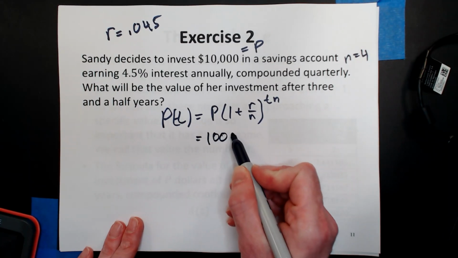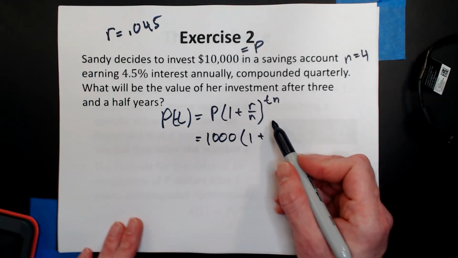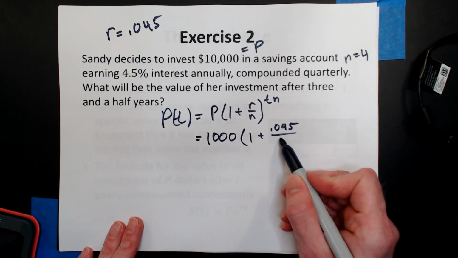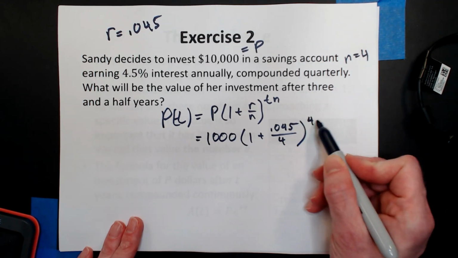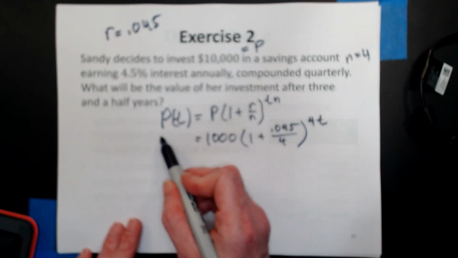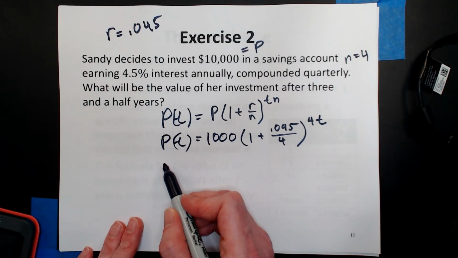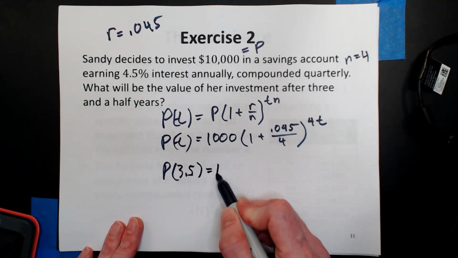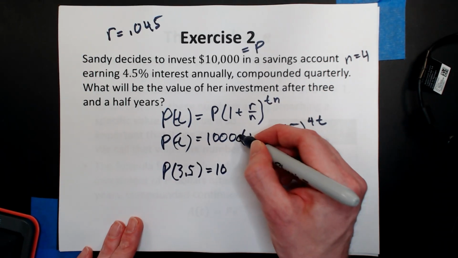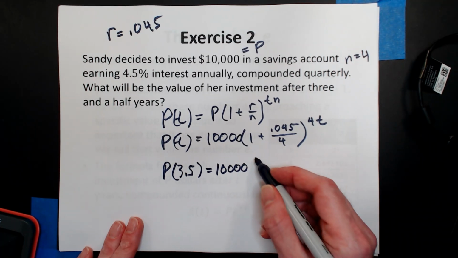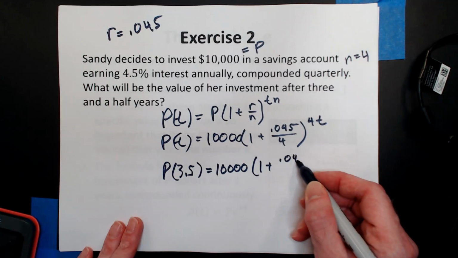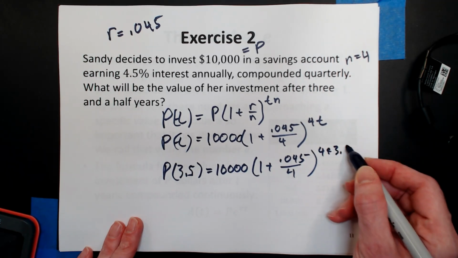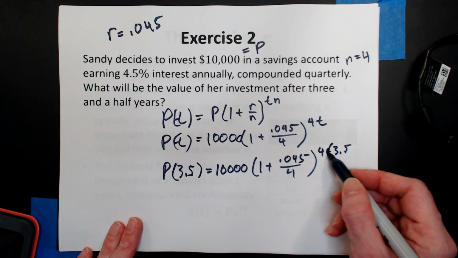So I'm going to have 10,000, and we have 1 plus, and then my rate, which is 0.045. Remember that decimal, not in percent. Over 4, and then I'm going to have 4 up here times t. Now they want us to plug in 3.5 years. So we're going to say P of 3.5 equals 10,000, excuse me, not 1,000, times 1 plus 0.045 over 4, to the 4 times 3.5. Should just use parentheses.